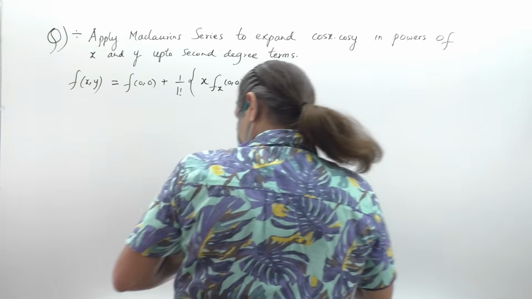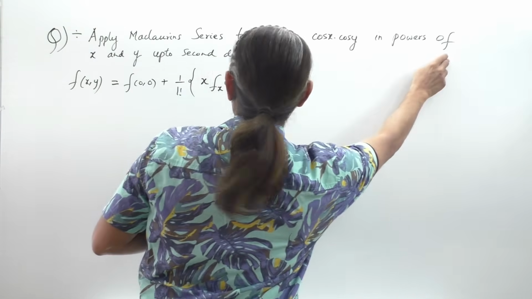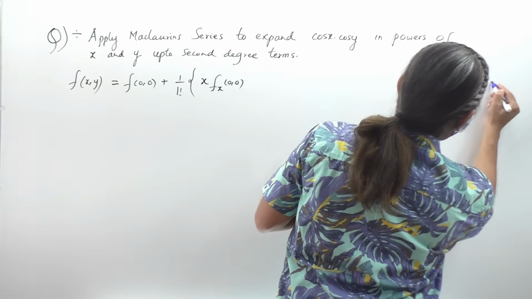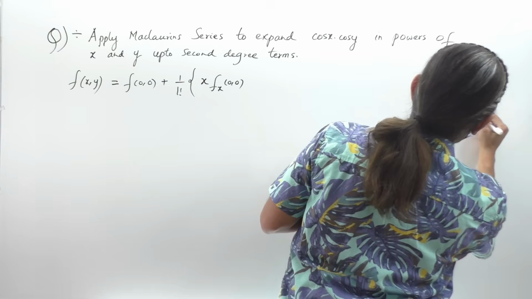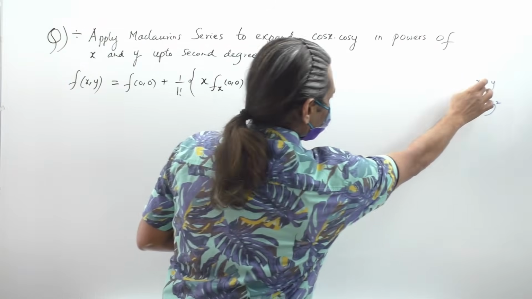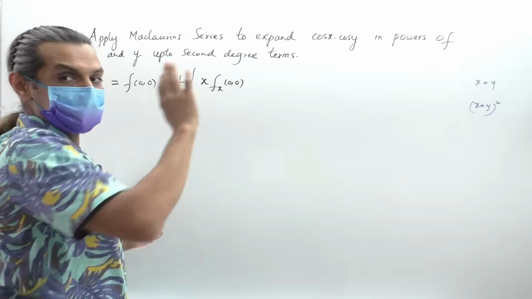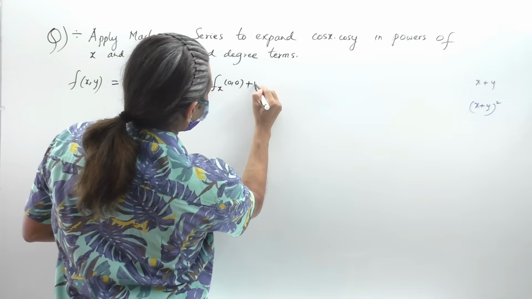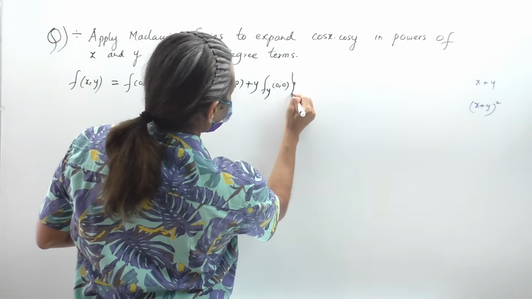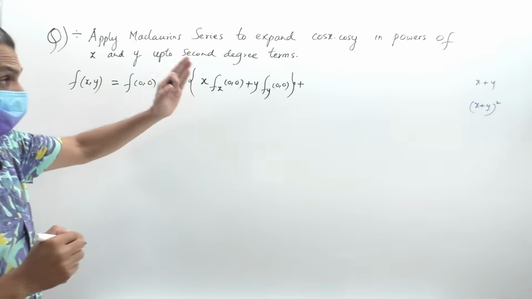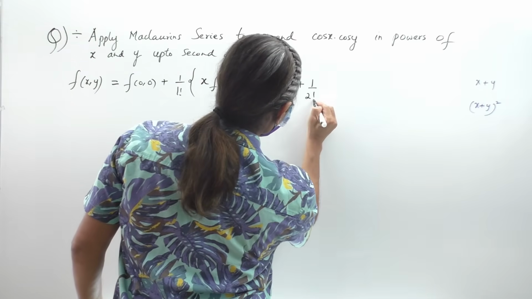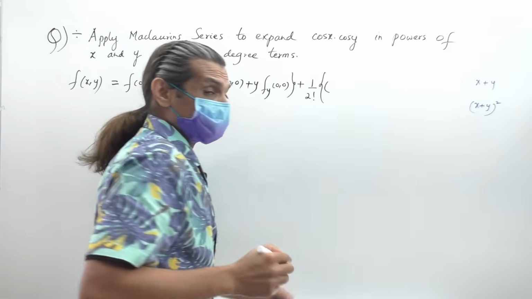I write here for you. So since they are asking powers of x and y up to second degree, no? That's why the first will be x plus y and second is x plus y the whole square. Correct. So that is nothing but x plus y means simply x into fx of 0 comma 0 plus again y into fy of 0 comma 0. That's it. Plus again, whole square. Second degree means it will be 1 by 2 factorial. What is x plus y the whole square?